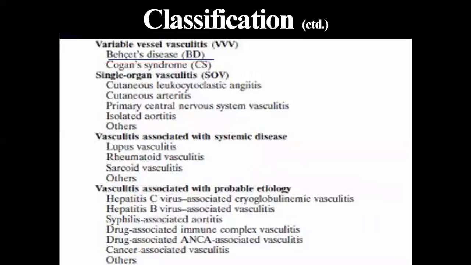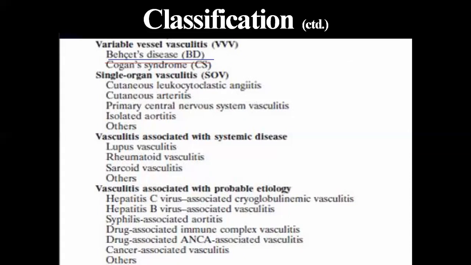Variable vessel vasculitis includes Behcet's disease, Cogan syndrome, and single organ vasculitis. So it could be affecting only a single organ or the vessel supplying that organ. And we have types like cutaneous leukocytoclastic angiitis, cutaneous arteritis, primary central nervous system vasculitis, isolated aortitis.